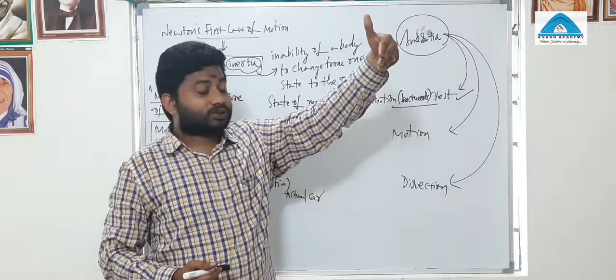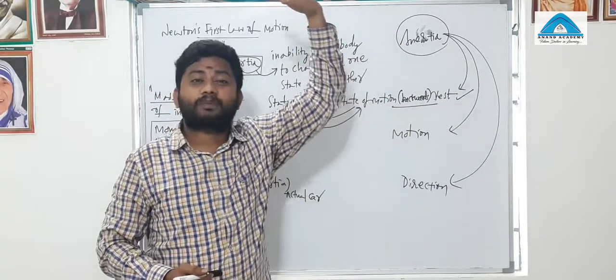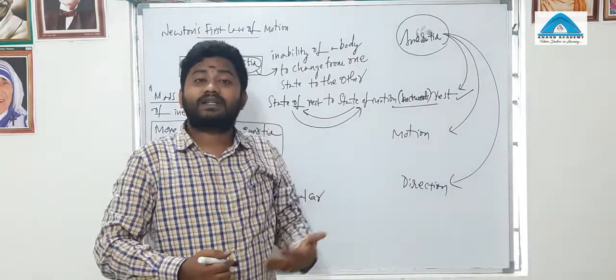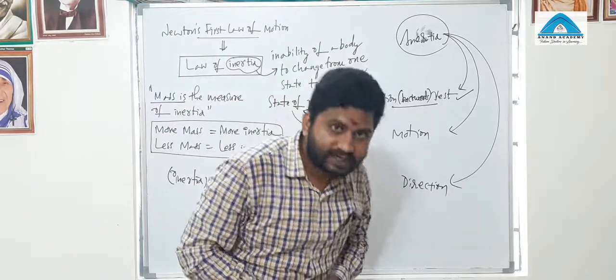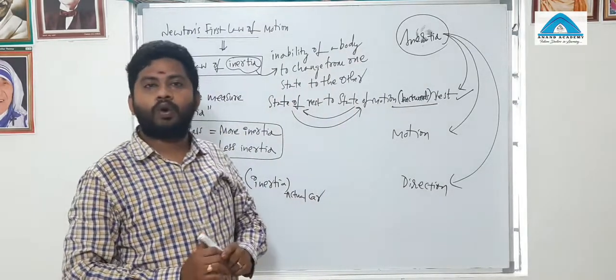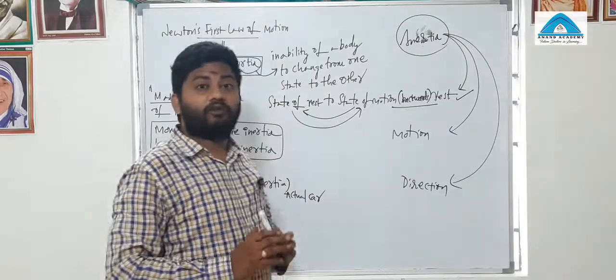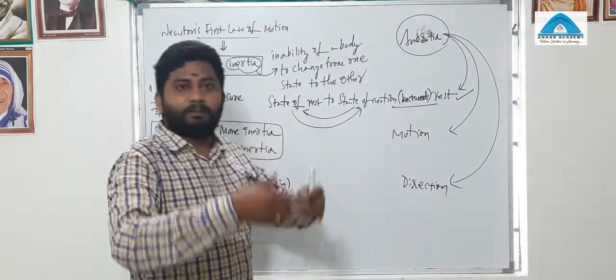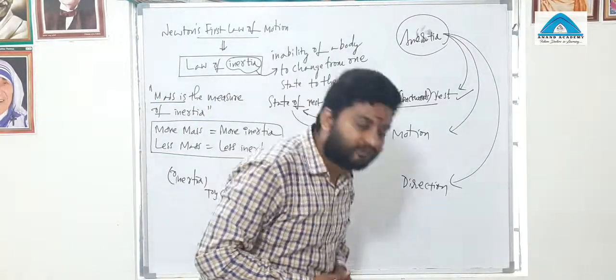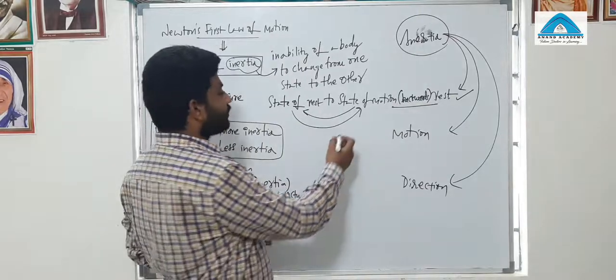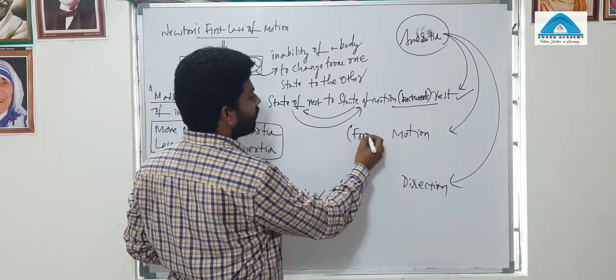The bus stopped suddenly. Then in which direction will we fall? We'll fall forwards in this way, right? When the bus stops suddenly, we fall forwards in this way. So that is inertia of motion.